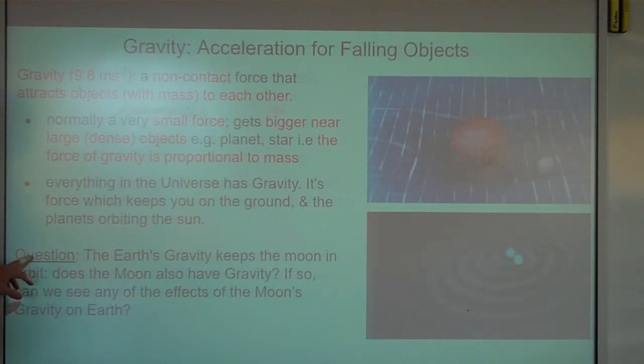Now, the Earth's gravity keeps the Moon in orbit. Does the Moon also have gravity? And if so, can we see any of those effects on the Earth? Does the Moon have mass? Yes. Therefore, it has gravity. It's about a sixth of the Earth's gravity. The Moon goes around the Earth. Do we see any of the Moon's gravitational effects on Earth? Tides, which you would have done in Year 7. Does the Earth also go around the Moon?